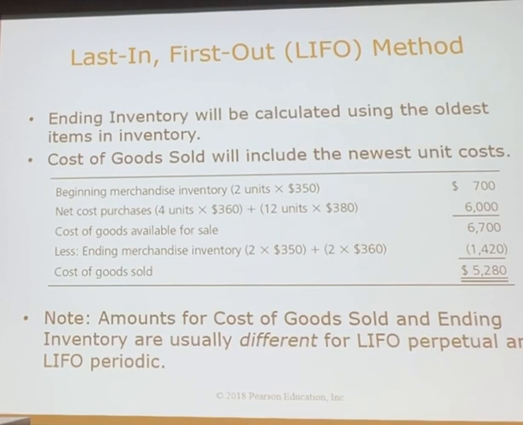Okay, here's doing last in, first out with a periodic inventory system. So notice here when they subtract ending merchandise inventory, there are two different costs included in the ending merchandise inventory. So it was 2 units at $350 and 2 units at $360. But again, if we simply subtract the ending merchandise inventory, we get the cost of goods sold without having to do a separate calculation, really, of cost of goods sold.